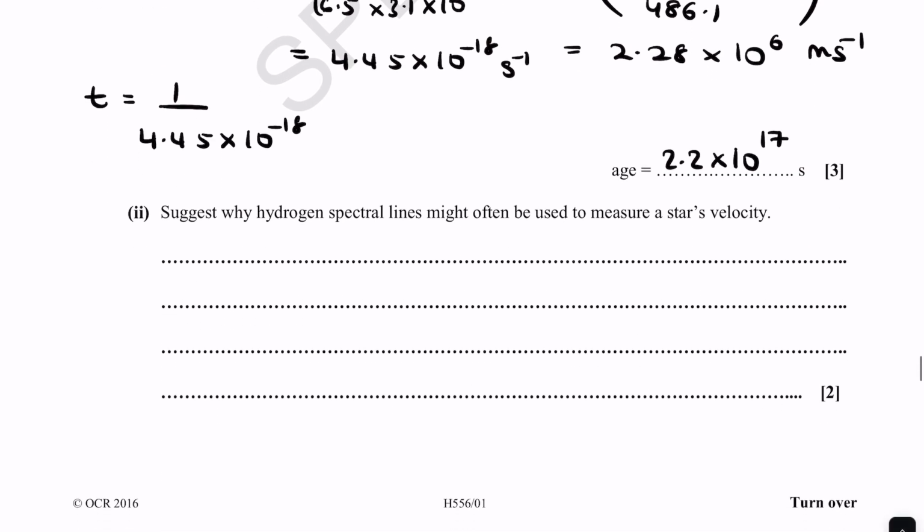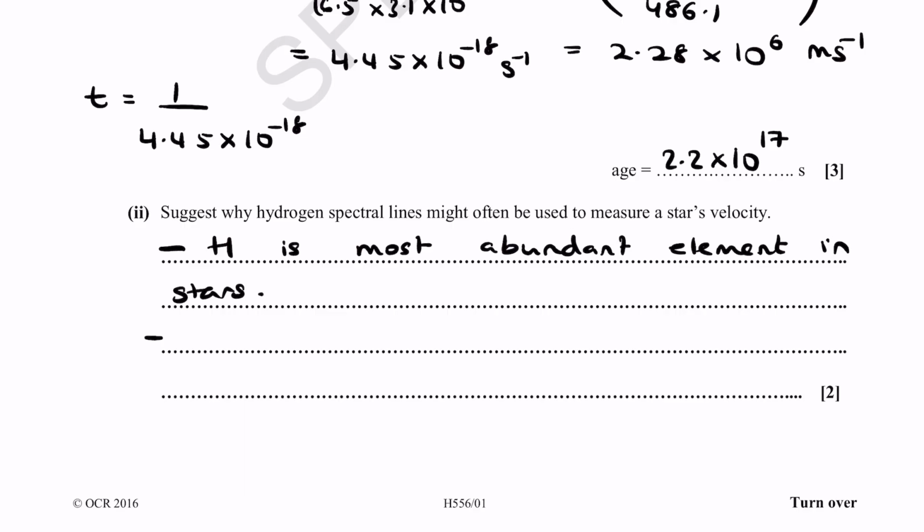Part B, we have to suggest why hydrogen spectral lines might be used to measure a star's velocity. Well, that's because hydrogen is the most abundant element in stars, and so the intensity received will be consistent compared to other elements which may not be present in a lot of quantities.